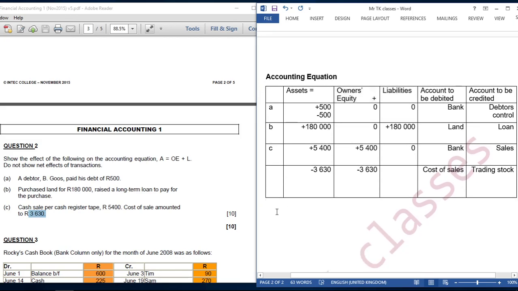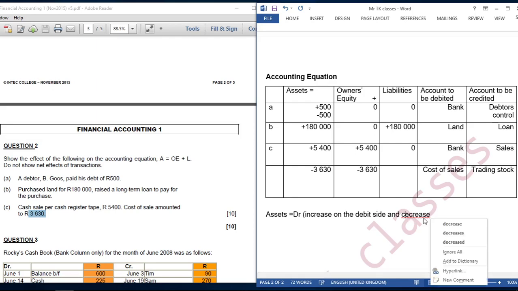So I will just make a summary. Assets have a debit balance. What does this mean? They increase on the debit side and decrease on the credit side. That's what it means when you say an account has a debit balance.